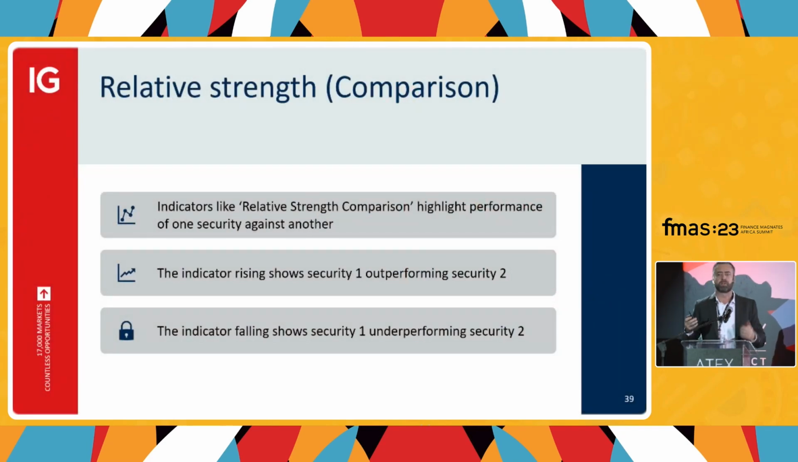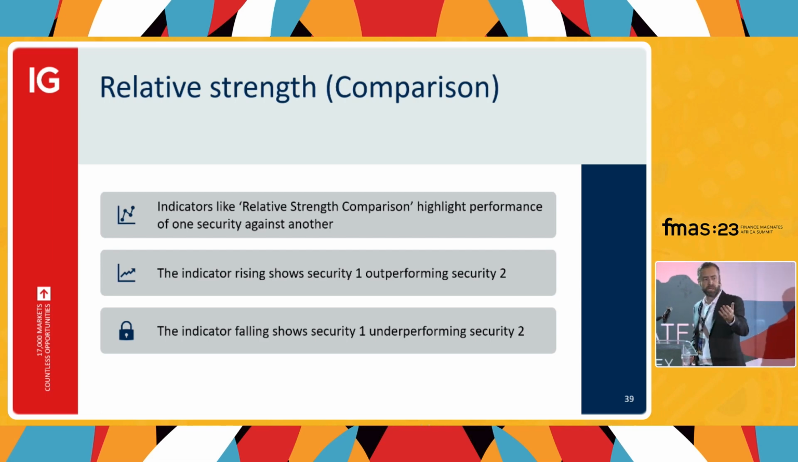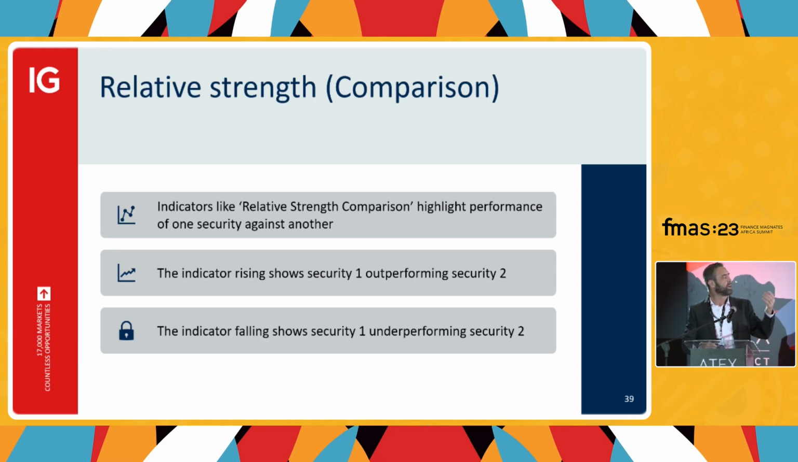Something I like to use is called a relative strength comparison. Those of you that are using technical analysis, please know that we are not referring to the RSI, the relative strength index. That is a different indicator. We are looking at the relative strength comparison. Very simply, it looks at the performance of one security against another security. When that indicator is rising, it's showing you that security 1 is outperforming security 2. And when that indicator is falling, it's showing you that security 1 is now underperforming security 2.